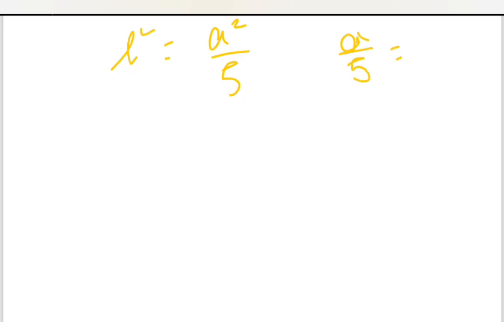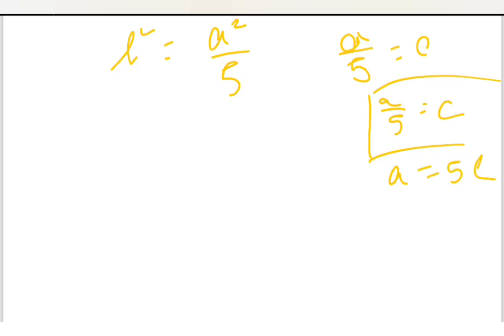A by 5 will be getting some value. So let's take that value as c. So a by 5 is equal to c. If we divide a by 5, we will be getting some value, so we are taking it as a variable c. So if we take 5 to the RHS, we'll be getting a is equal to 5c. So this is our second equation.